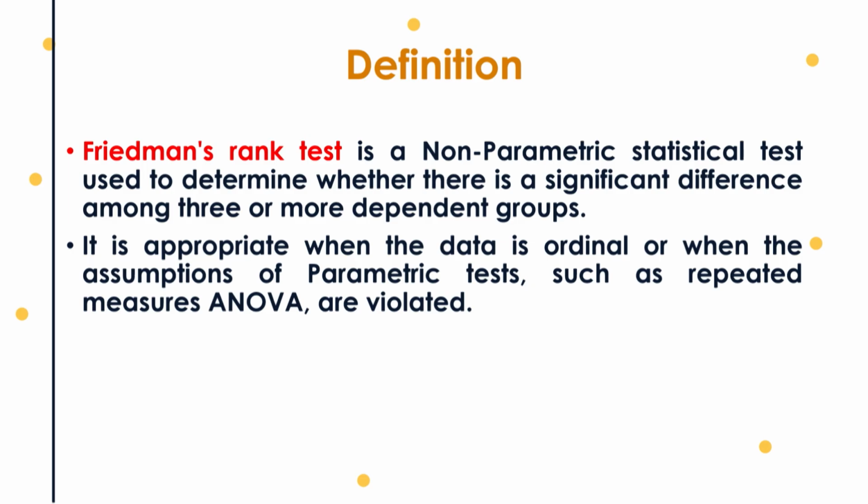So, the Friedman rank test is a non-parametric statistical test used to determine whether there is a significant difference among 3 or more dependent groups. It is appropriate when the data is ordinal or when the assumptions of parametric tests such as repeated measures ANOVA are violated. So, from this definition we can easily understand that the Friedman rank test is an alternative to the repeated measures ANOVA.